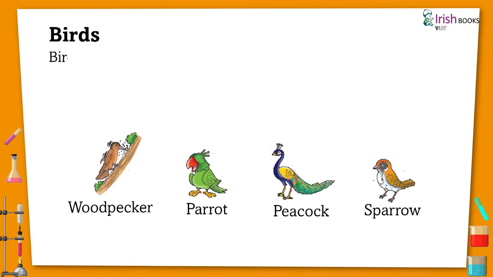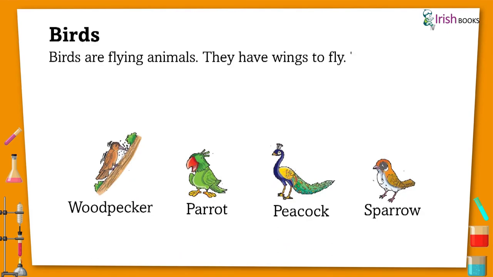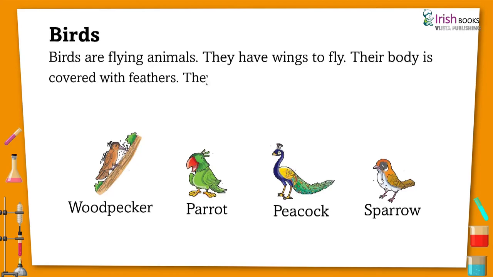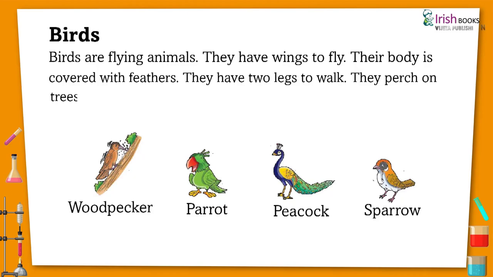Birds. Birds are flying animals. They have wings to fly. Their body is covered with feathers. They have two legs to walk. They perch on trees. They have beaks to eat grains, like woodpecker, parrot, peacock, sparrow.